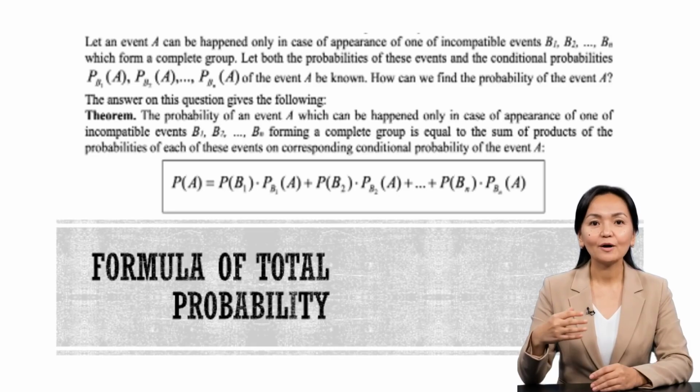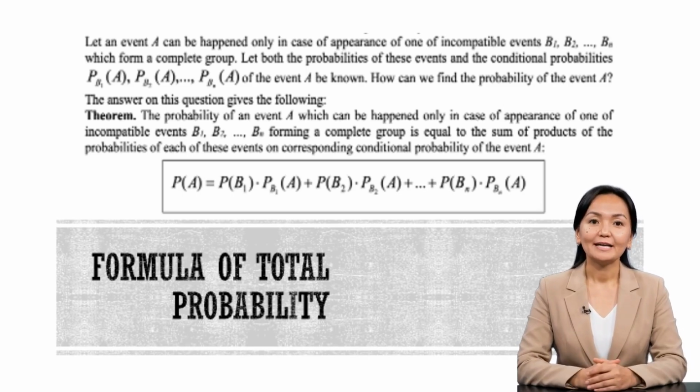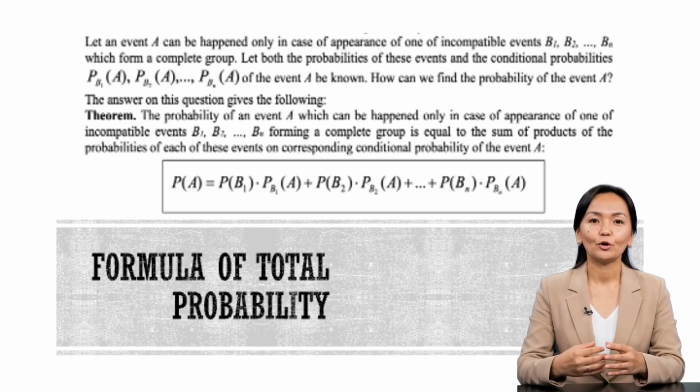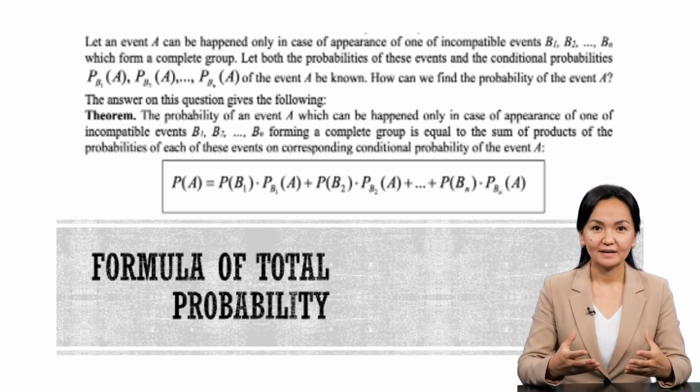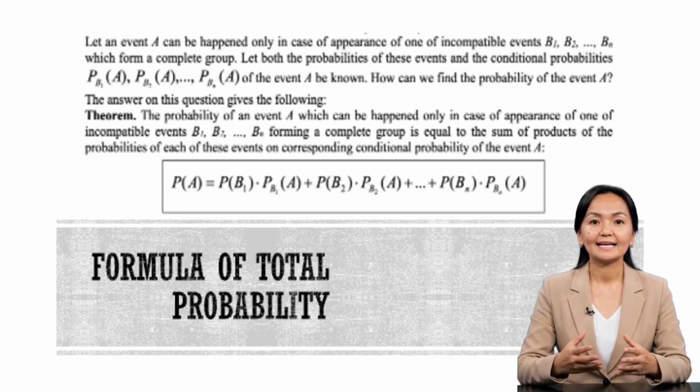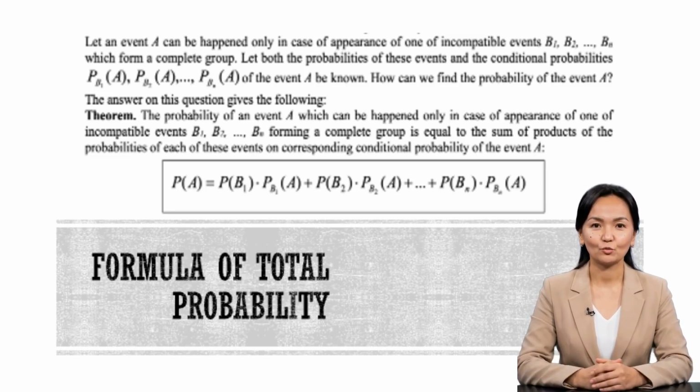Now we're going to extend our understanding with the formula of total probability, which is one of the most powerful tools in probability theory. Consider a situation where an event A can occur only in conjunction with one of several incompatible events, B1, B2, through B subscript n, which form a complete group. In other words, exactly one of these B events must occur, and A can only occur if one of them occurs. We know the probabilities of each B event, and we also know the conditional probabilities of A given each B event. How can we find the overall probability of A? The answer is the formula of total probability.